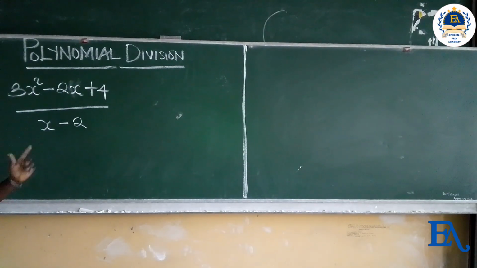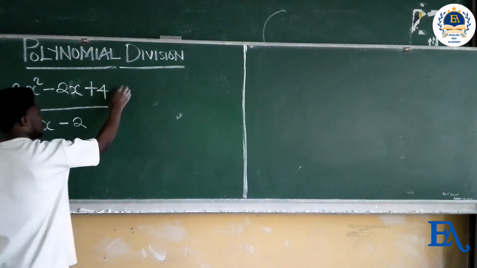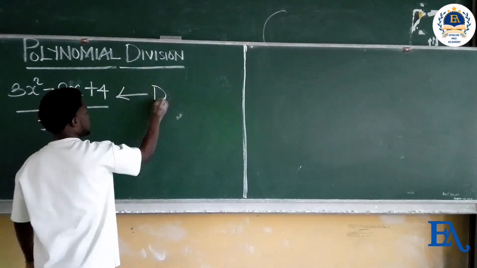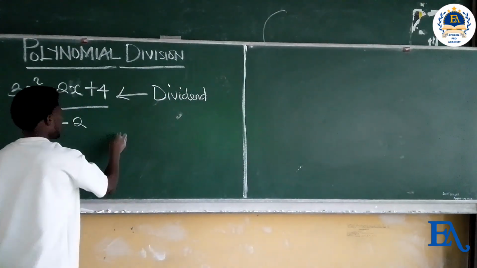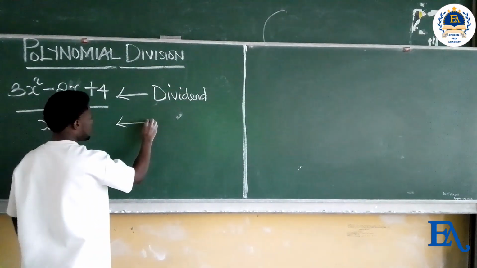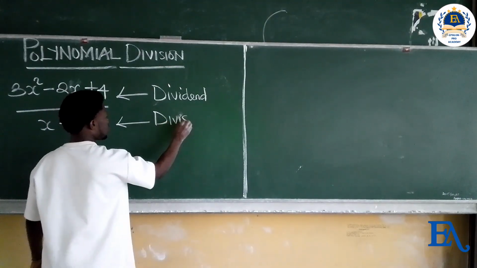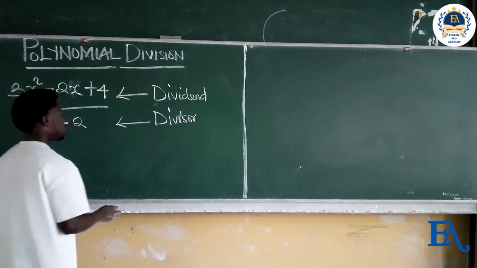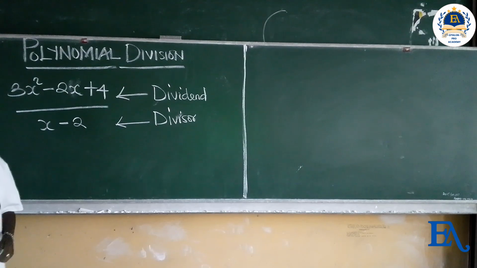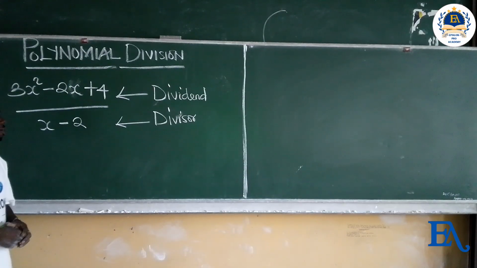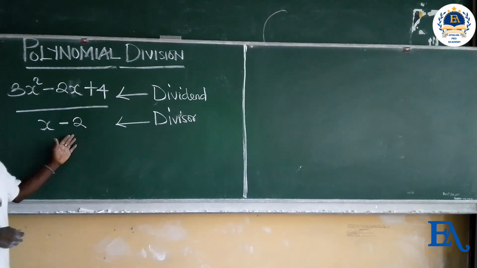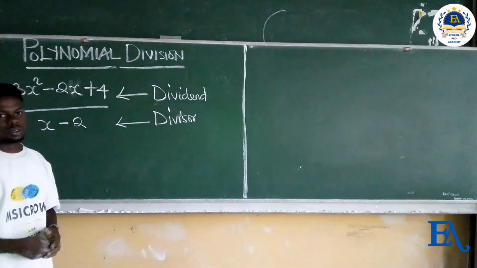Now the number written at the top, the numerator in polynomial, is called the dividend. Whereas the denominator in polynomial is called the divisor. So the answer we obtain after the division is called the quotient, whereas whatever is left over is called the remainder. So take note of these important terms. In polynomial, we don't use the term numerator and denominator. We use dividend and divisor.